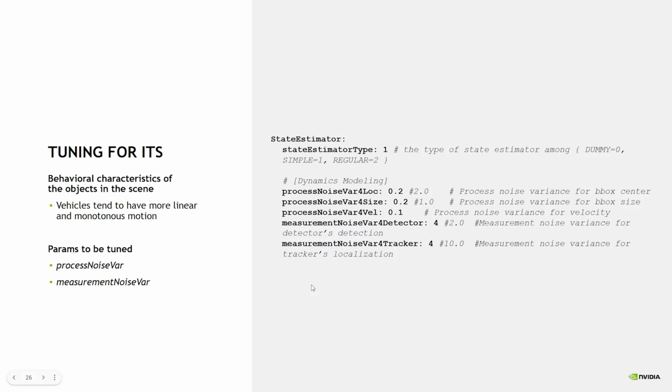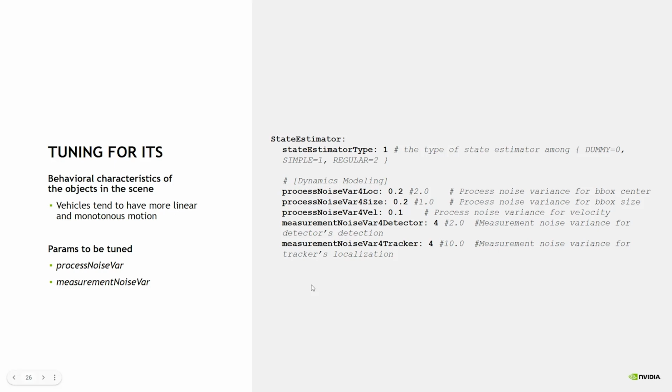To tune for a particular use case like an intelligent traffic system, we first need to have some insights and understanding about the object's behavior. One thing that we can observe is that vehicles tend to have more linear and monotonous motion compared to pedestrians. Given these insights, we want to tune the motion dynamics parameters like the variance for the process noise and the measurement noise. Basically, the idea is that we want to give more confidence on the past trend of the motion than the immediate measurements. To do that, we want to lower the process noise variance while increasing the measurement noise variance.